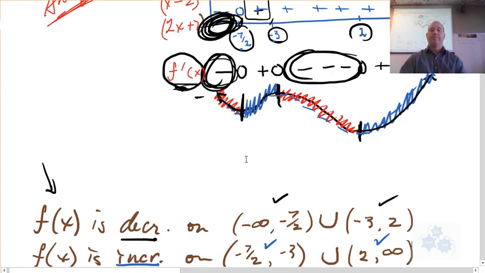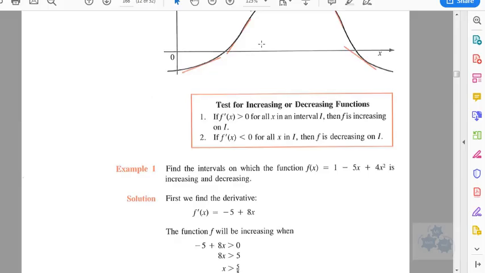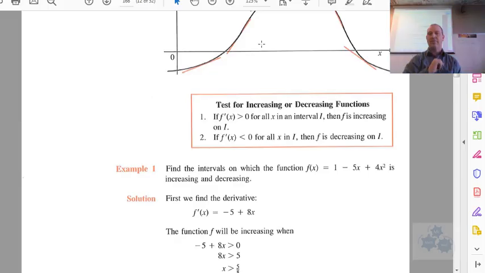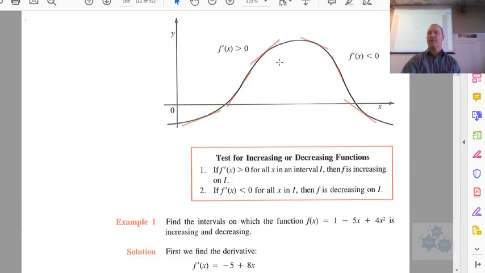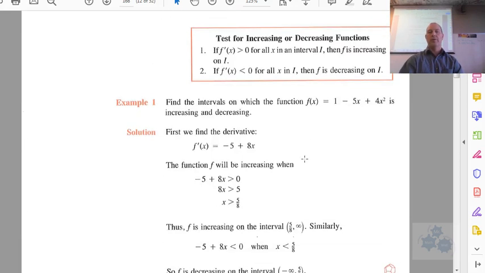Okay? Questions? Okay, so here in your textbook, the test for increasing or decreasing functions, this makes it official right here. If the derivative is greater than 0 for all x in an interval I, then the function itself is increasing. And here you go. All those derivatives are positive where the function is increasing. And likewise, where the derivative is negative for all x in the interval, then the function is decreasing. And that's the big deal with 4.1. That's what 4.1 is all about.